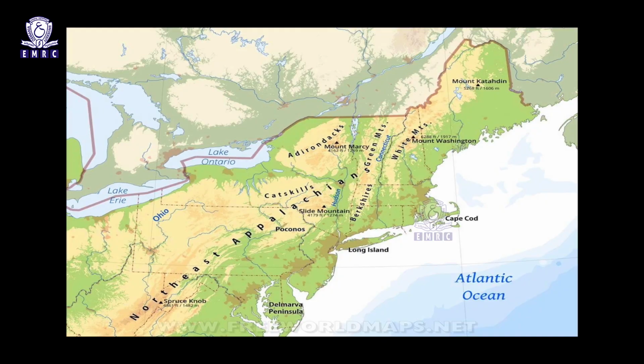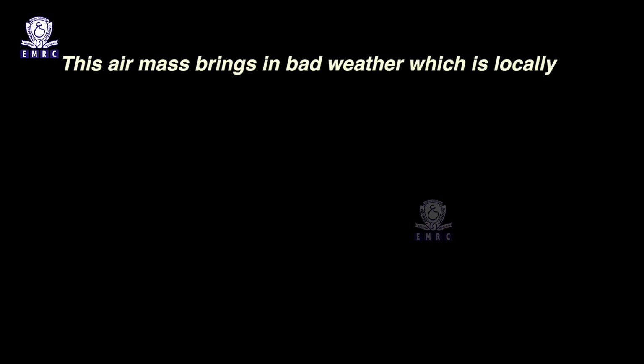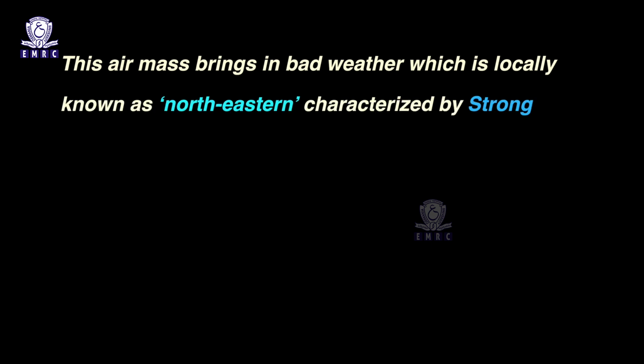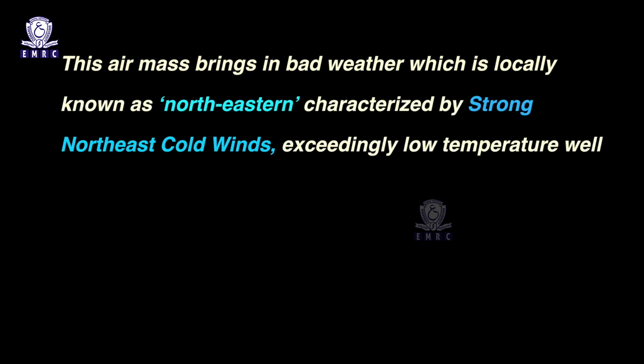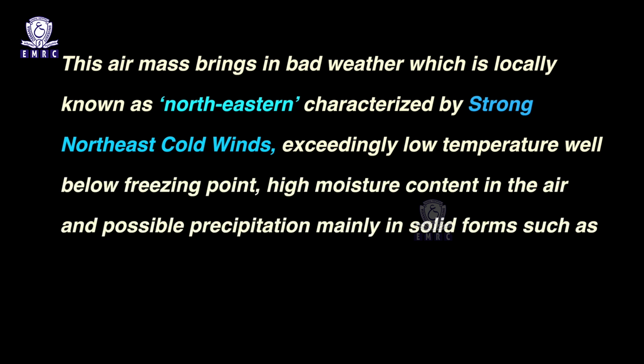Sometimes cyclonic winds draw maritime polar North Atlantic air mass into the northeastern parts of the United States, mainly to the east of Appalachians and to the north of Cape Hatteras. This air mass is dry and stable in its upper layers while it is moist and unstable in the lower parts. This air mass brings bad weather, which is locally known as northeaster, characterized by strong northeast cold winds, exceedingly low temperature well below the freezing point, high moisture content in the air and possible precipitation mainly in solid forms such as snowfall, sleet and hailstorms.